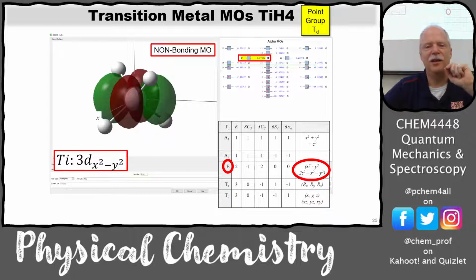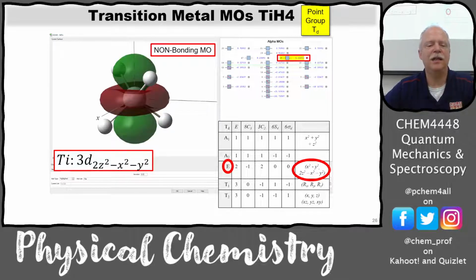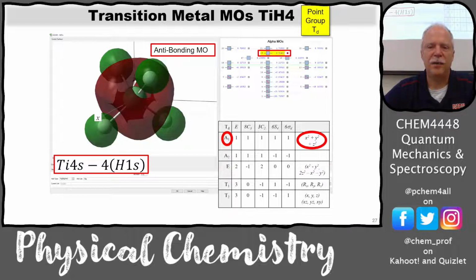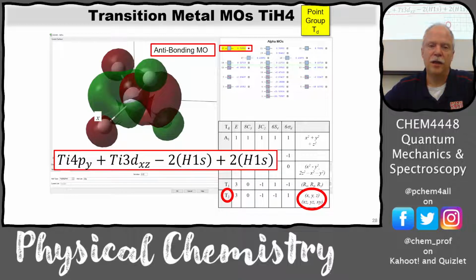But what we can figure out is whether the HOMO to LUMO transitions are allowed. The non-bonding ones are easy because they're pure orbitals: the dx squared minus y squared, and the dz squared. So that's a traditional d orbital. Notice it doesn't go towards any hydrogens, and so it just doesn't interact. So those are non-bonding orbitals. And then here's the antibonding 4s minus the 1s orbitals. Here are some other antibonding molecular orbitals.